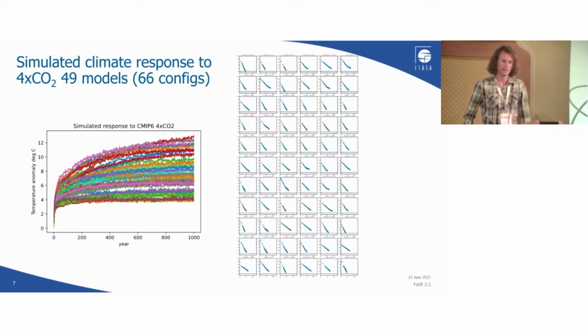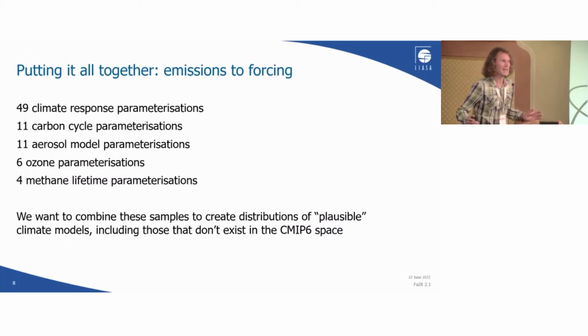So what we want to do really is take all of these calibrations to each of the Earth system components and put them all together. And we want to create a large ensemble that goes from emissions to forcing and then through to climate response. We also want to combine these samples to create distributions of plausible climate models, including those that don't exist in the CMIP6 space. So UKESM is a great example.